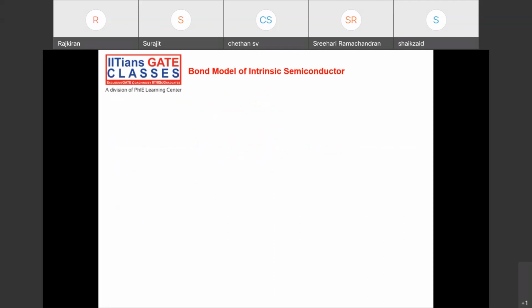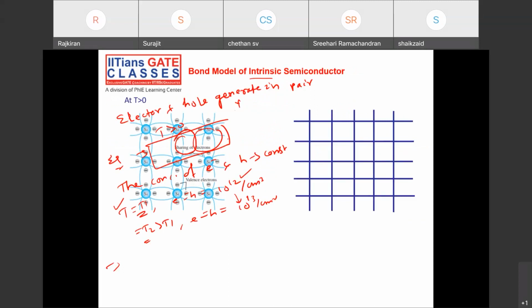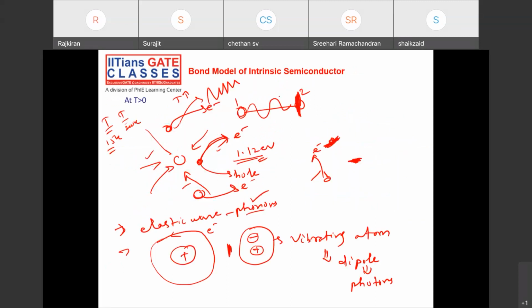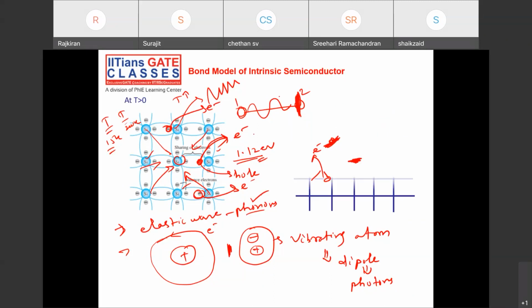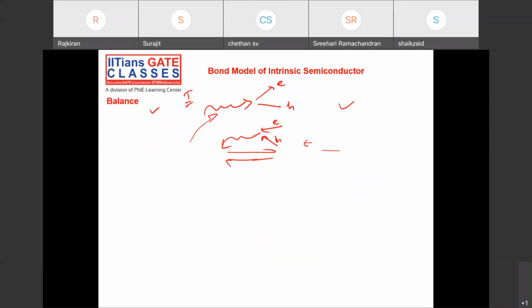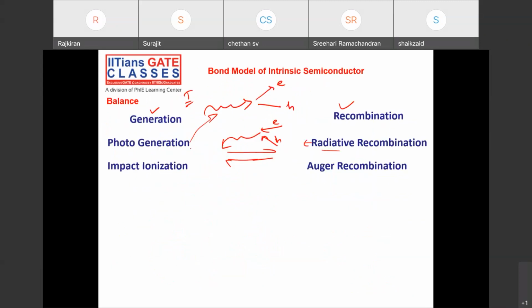Similarly, what does impact ionization mean? See, in this the electrons are generated, right? If they have more energy, they can also help in conduction. So what do we mean by impact ionization? The ionization is because of collision.